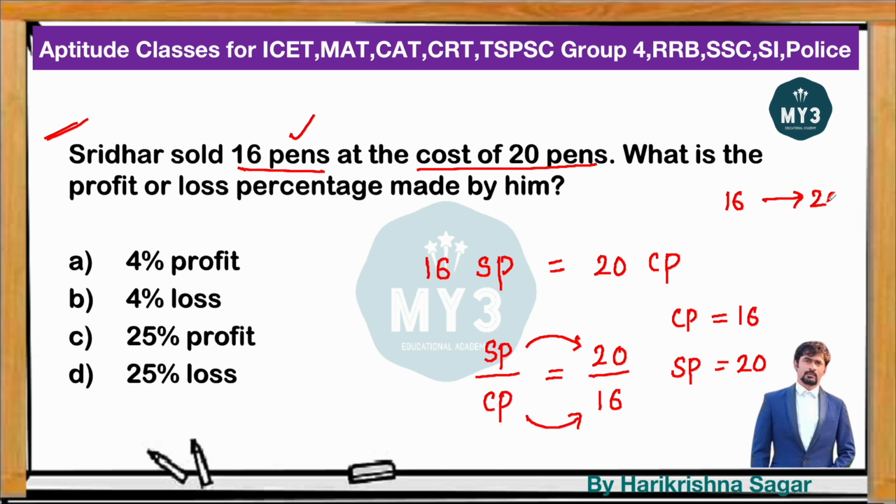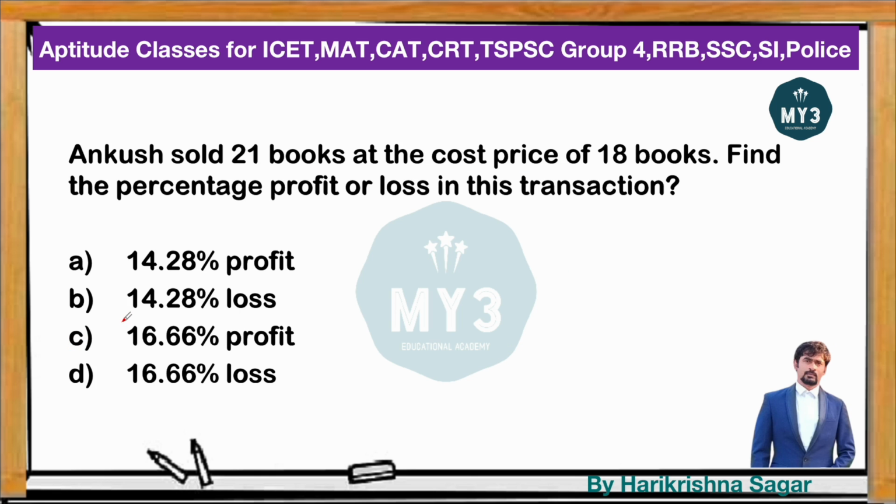16 becomes 20 means we can say on top of 16 there is an increase of 4. We can write this as 1 by 4. 1 by 4 is nothing but 25 percentage. Up arrow indicates profit. Mark the answer 25 percentage profit. Let's take one more question.